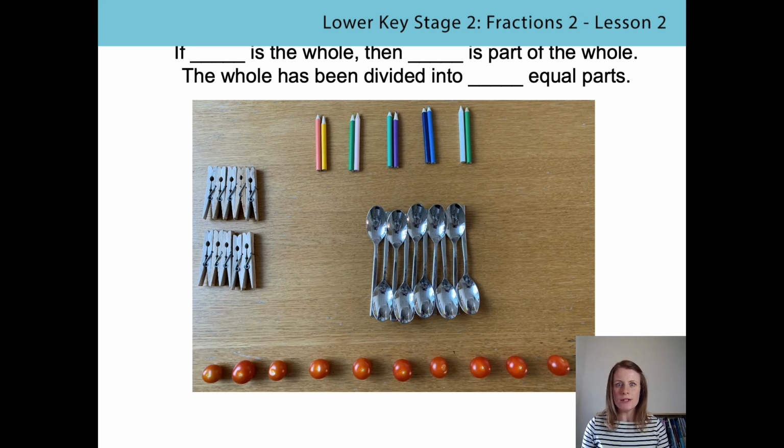Now look at my tomatoes. I've still got 10 tomatoes. Count them and check. There. If 10 tomatoes is the whole, then can you see? 1 is part of the whole. The whole has been divided into 10 equal parts. So the teaspoons, I kept them all together, but for the tomatoes, I spread them all out. 10 equal parts. So that's 4 different ways of showing my 10 objects.